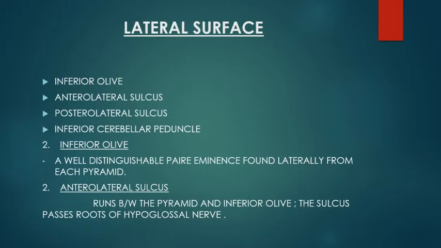And the lateral surface. The inferior olive, anterolateral sulcus, posterolateral sulcus, and inferior cerebellar peduncles are the structures present in the lateral surface. Inferior olive: a well distinguishable paired eminence found laterally from each pyramid.